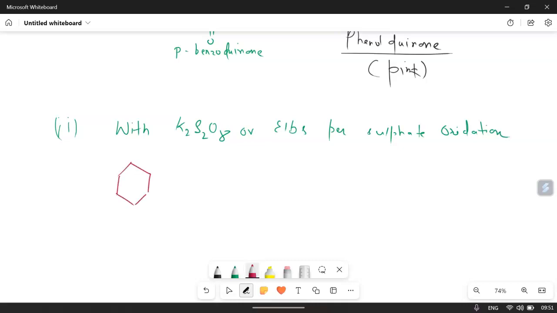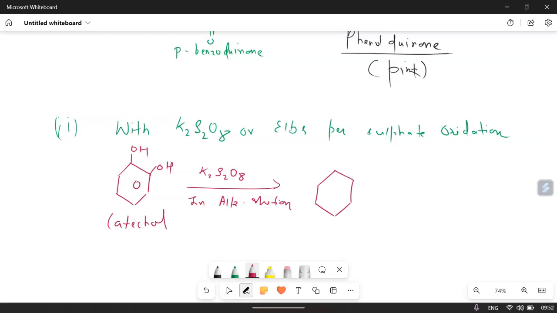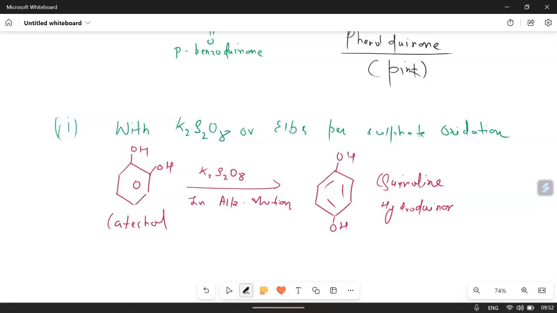So this is your phenol. This is also known as catechol. When catechol reacts with K2S2O8 in the presence of alkaline solution, it will form phenolin, phenolin, or we can say hydro, both are the same name.